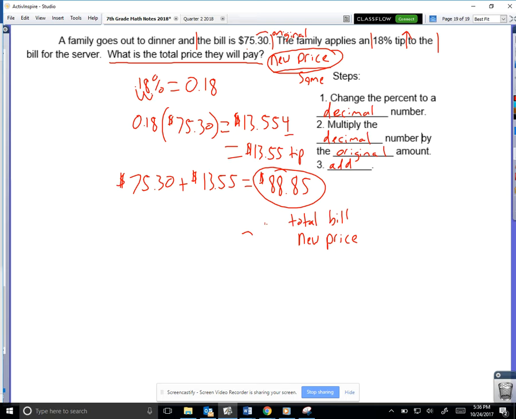Okay, there you go, guys. That's how you calculate sales tax and tips. In the next lesson, we're going to take these steps that we've just been doing, and they're going to get a little bit more complicated. We're going to add a couple extra things as we're getting ready to wrap up Chapter 5 here.